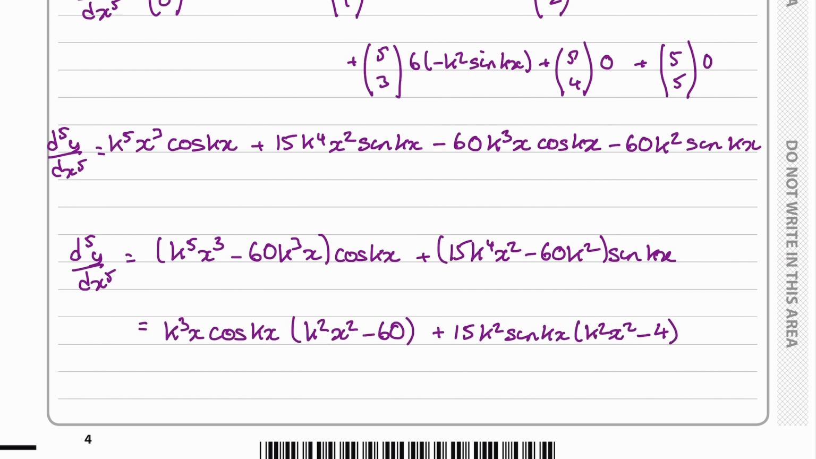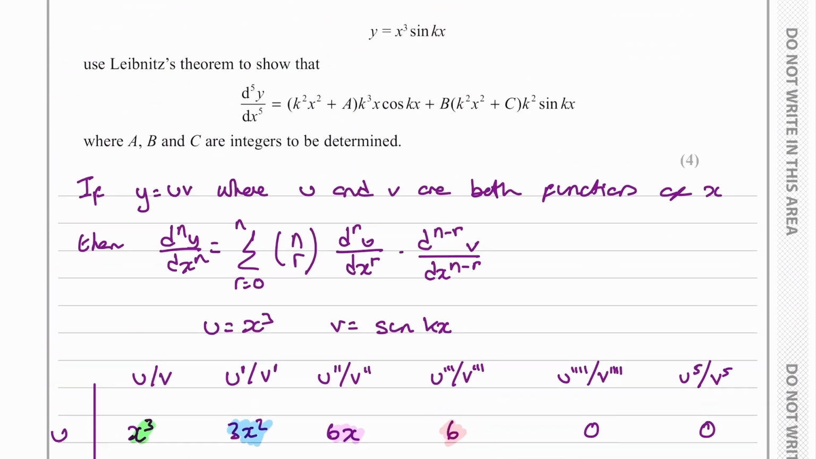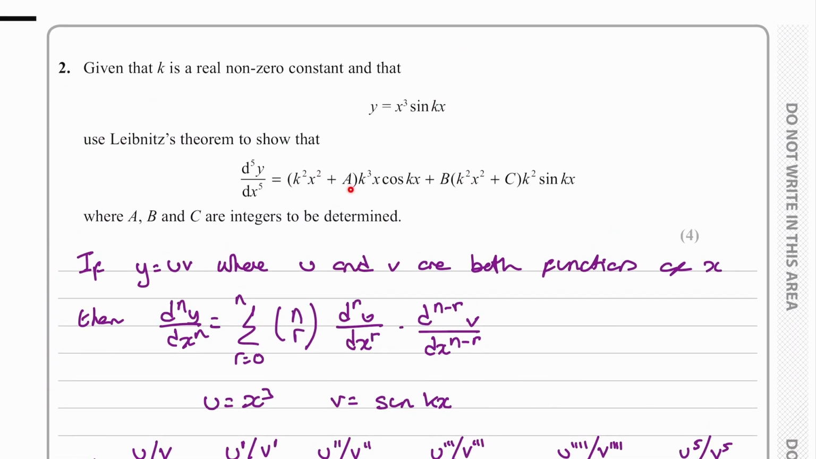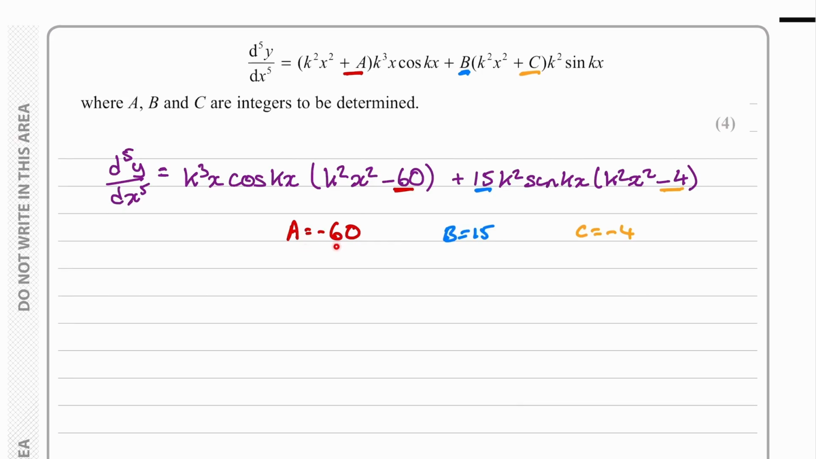And if we go back to our question, we want to work out the value of a, b, and c. So a is equal to negative 60, b is 15, and c is negative 4.